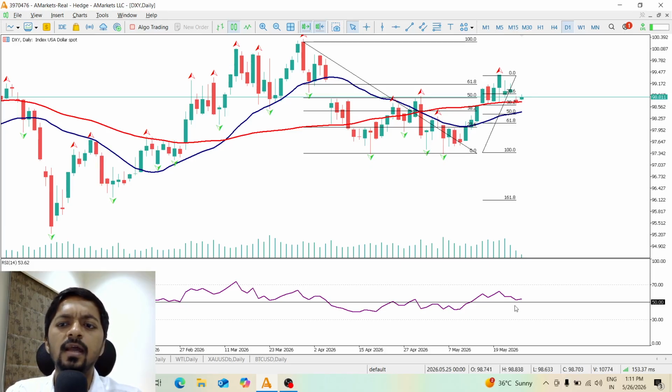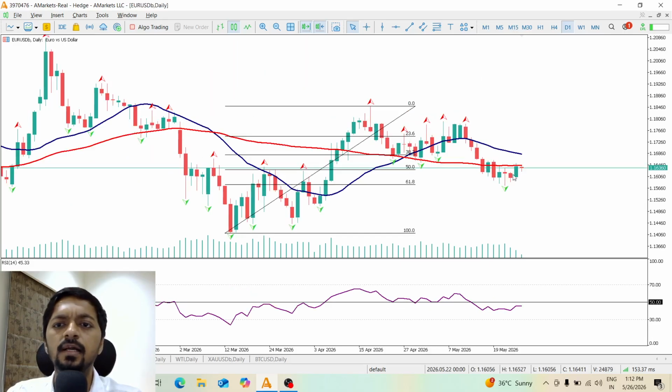If you look at the RSI, it is sustaining above the 50 line, which is indicating that momentum can continue in an upward trend. So at this point of time, the short to medium term trend is indicating that the upward trend can continue, but the long term trend is still sideways to bearish.